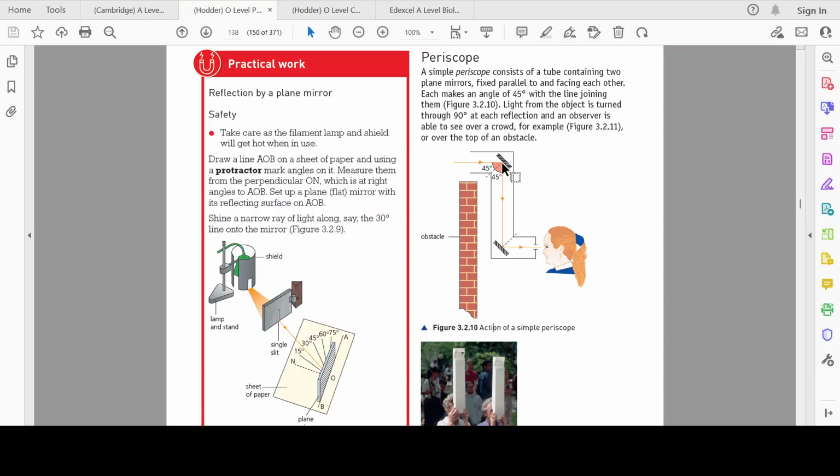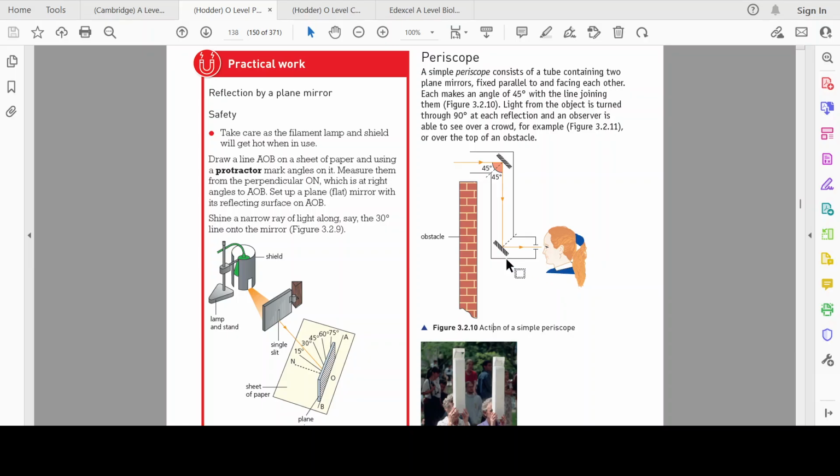Light comes in and bends down at 45. Well, it actually bends 90 degrees, because the angle of incidence is 45 and the angle of reflection is 45, so the total angle the light has been reflected is 90 degrees. The total angle between the incident and reflected light is 90 degrees. It comes down and hits the other mirror, which is also at 45 degrees, so again you've got a 90-degree reflection. Then you can view things that are either over an obstacle or high above.